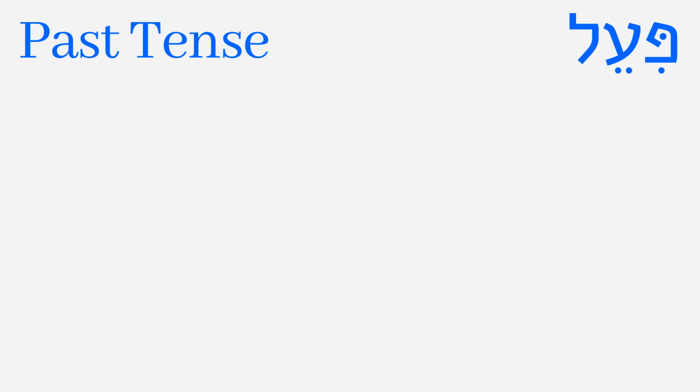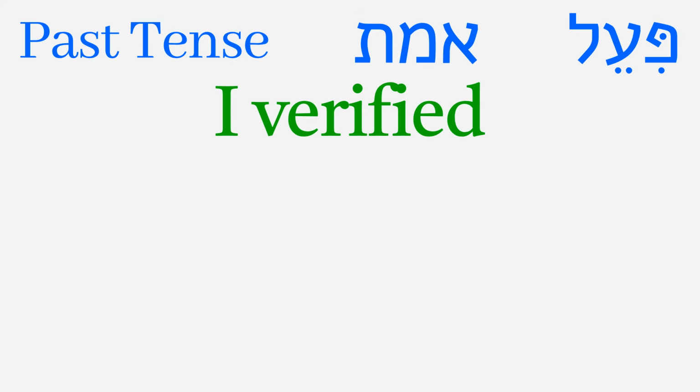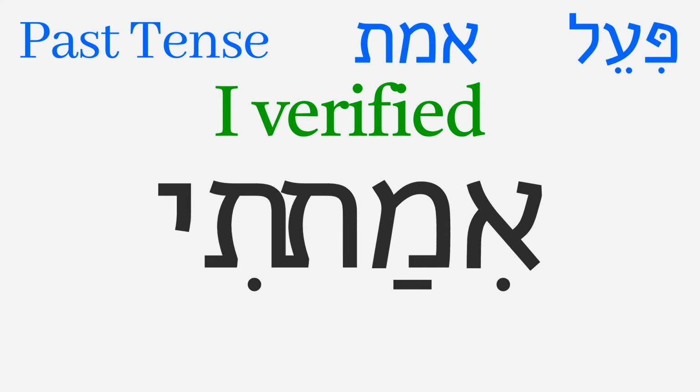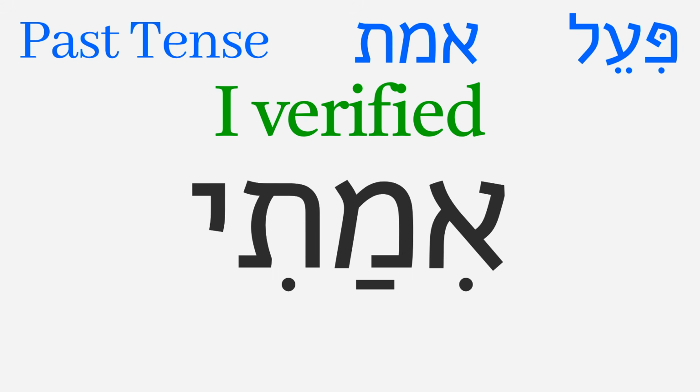Finally, just like the kal, if a root ends with tav, in the forms of the Piel past tense that add suffixes beginning with tav, the 2 tavs will merge into just one. There aren't many common roots of this kind, though.